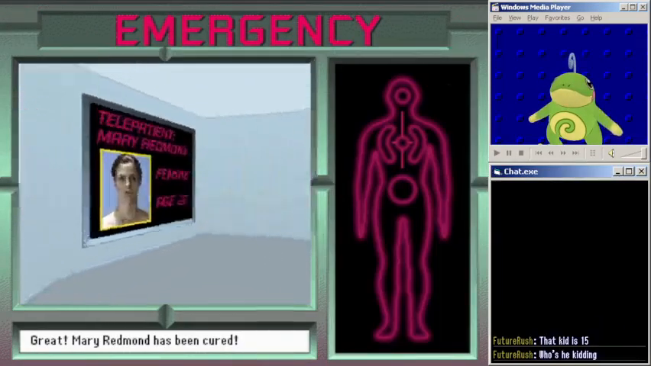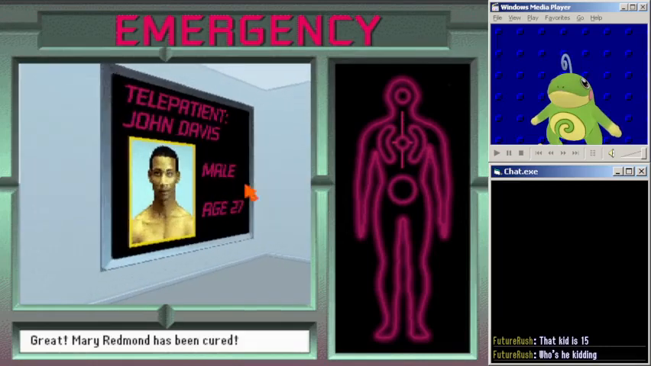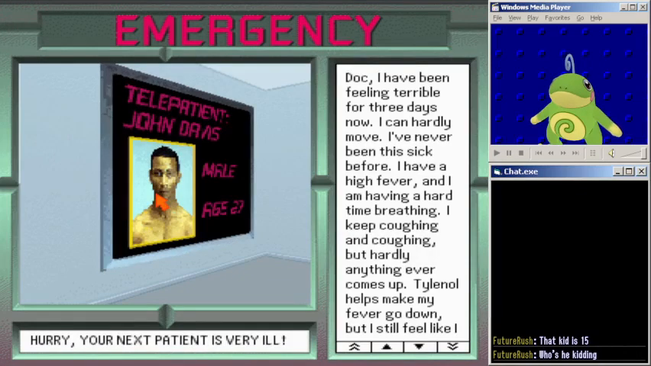Marvelous work! You cured the patient of gastroenteritis. John Davis, male, age 27. Doc, I've been feeling terrible for 3 days now. I can hardly move. Never been this sick before. I have a high fever. I'm having a hard time breathing. Keep coughing and coughing. Hardly anything ever comes up. Tylenol helps make my fever go down, but I still feel like I'm gonna drop dead. Please help me. I just don't know what to do.